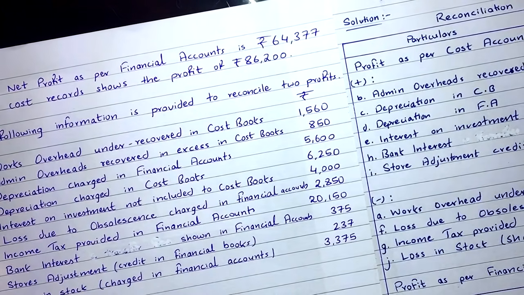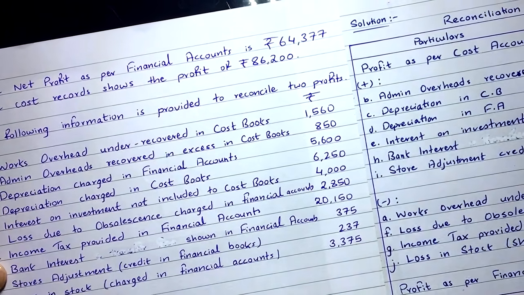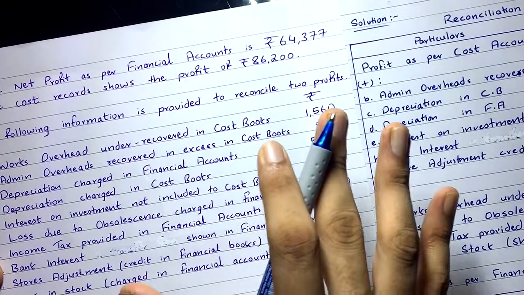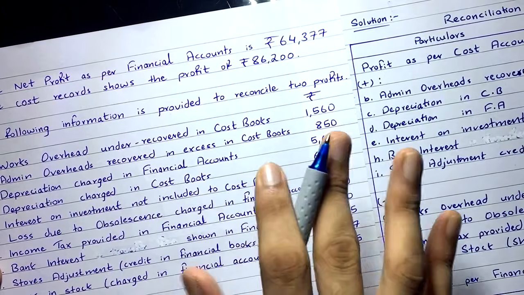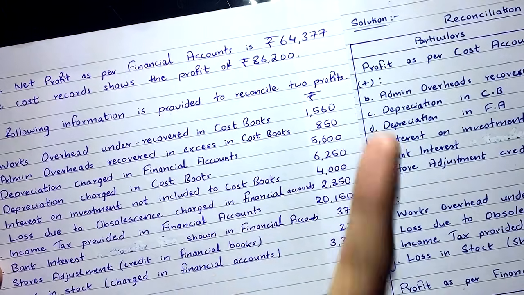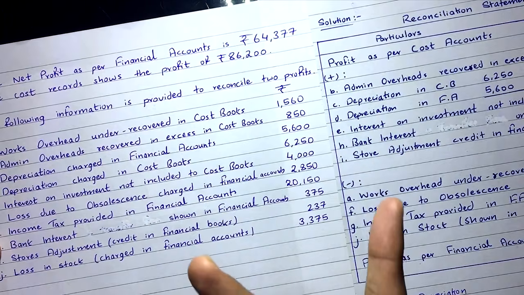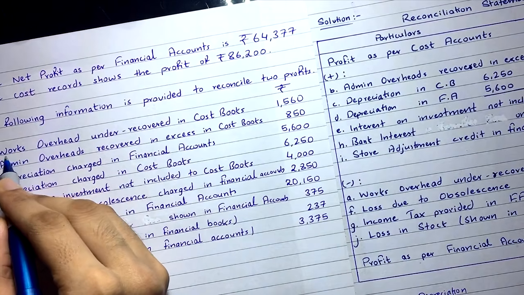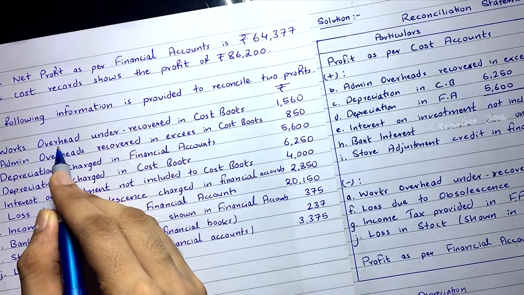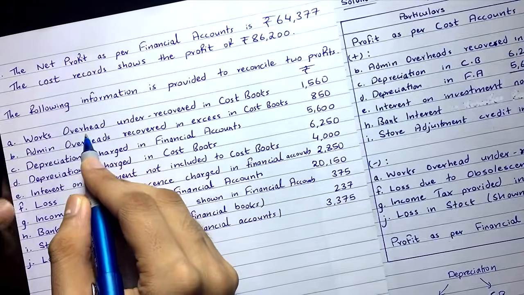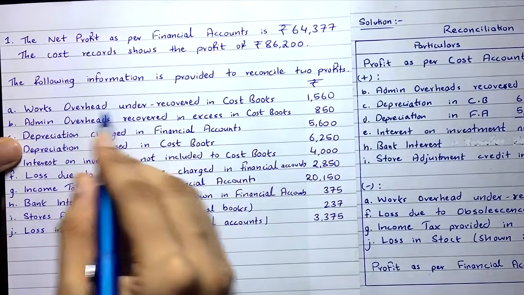Yes, so what's our technique to prepare this reconciliation statement? It's very simple. What you have to do is first you have to identify whether the transaction is an expense or income. Expense or income, that's what you have to identify. So the first transaction, works overhead. Overhead means expense. So this is an expense.